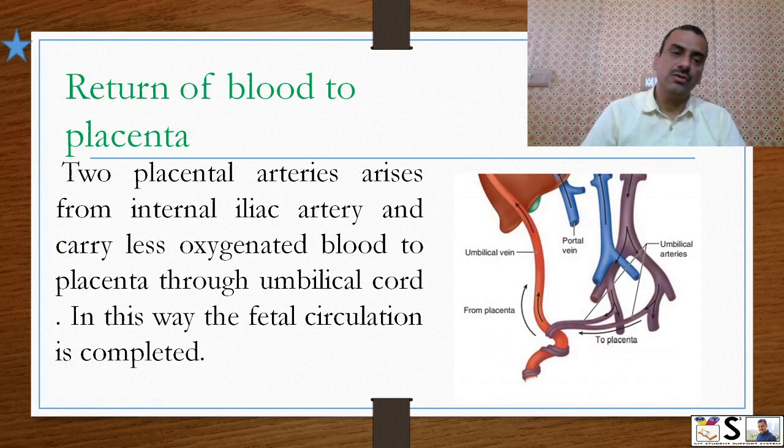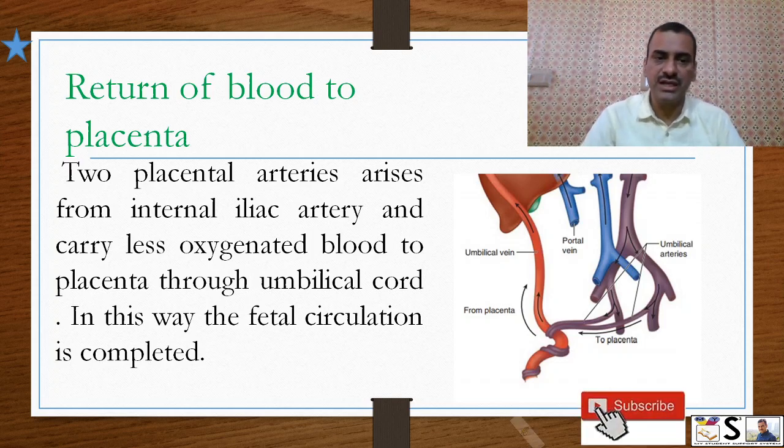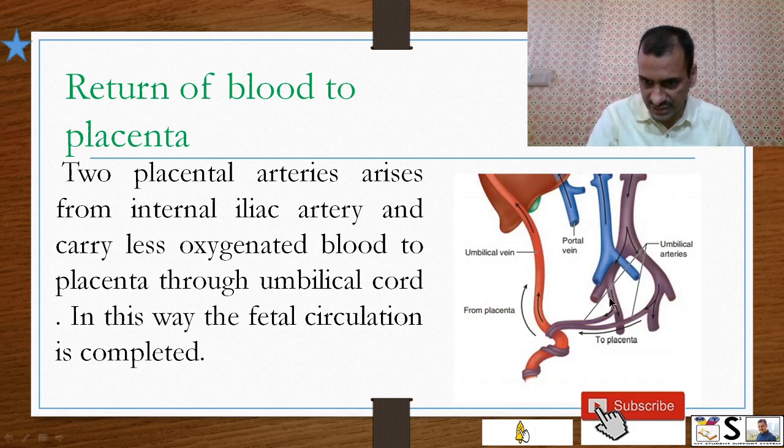Now, return of blood to the placenta. How does the blood return to the placenta for another oxygenation cycle? Two placental arteries arise from the internal iliac artery. This is the internal iliac artery, this is the external iliac artery, and these are the two umbilical arteries, which contain deoxygenated blood. Through the umbilical cord this blood goes to the placenta for reoxygenation.